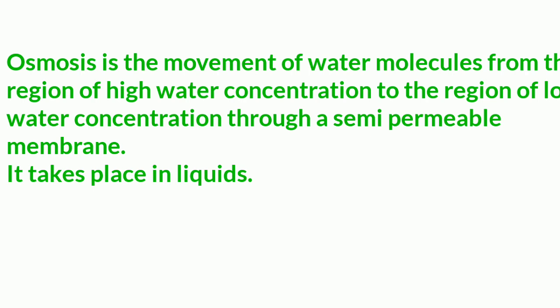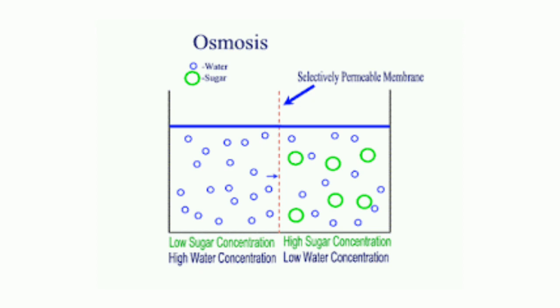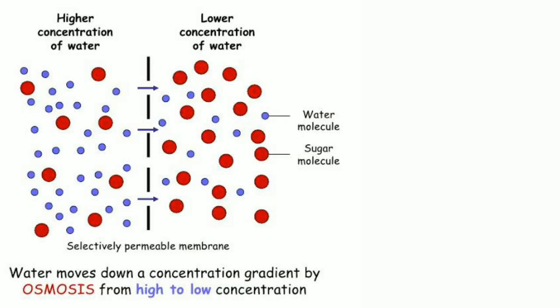Osmosis is the movement of water molecules from the region of high water concentration to the region of low water concentration through a semi-permeable membrane. It takes place in liquids. As you can see in the picture, a semi-permeable membrane separates the two parts of a beaker. When sugar is added to water, on one side, on the left-hand side, we can see that there's a high water concentration compared to the right-hand side. So water moves from the left-hand side to the right-hand side through the semi-permeable membrane, and this is known as osmosis. This picture also shows somewhat the same thing.